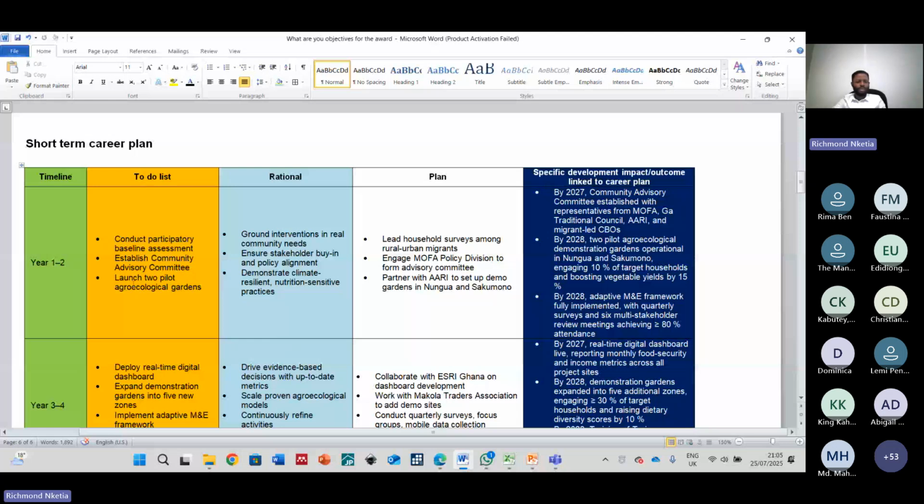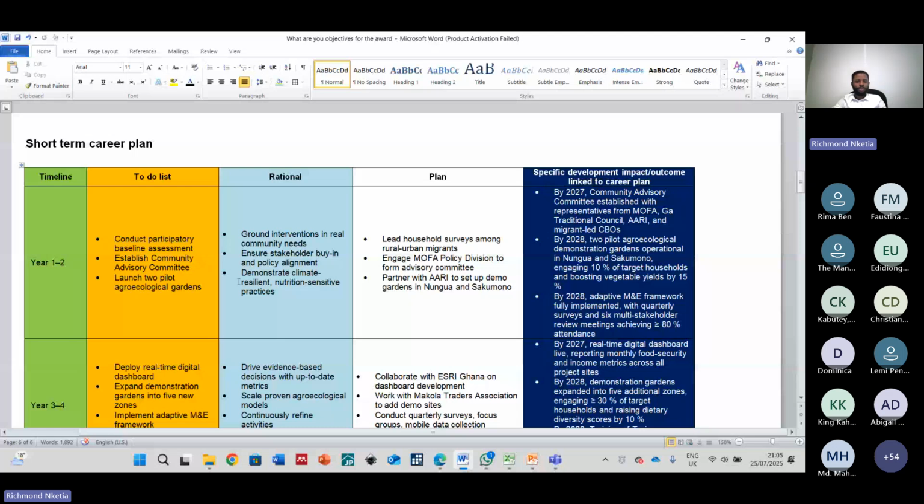Why do I want to do this? I want to do this because I want to establish, or ground, my interventions. Remember, I'm going to do an intervention, and so I need to understand the community needs. I need to ground those interventions in real-world community needs. That is why I need to do a participatory baseline assessment and try to understand which people are most affected, where actions are most needed, and where to focus our limited resources.